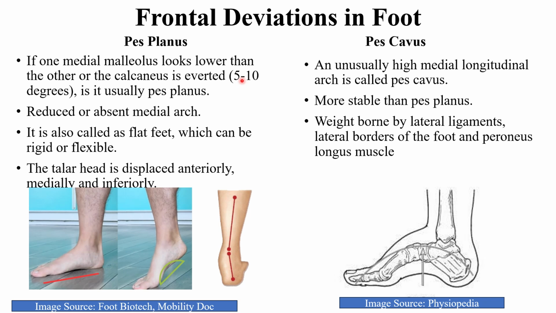Pes planus refers to flat feet, which is a frontal plane deviation in the foot. Flat feet can be either rigid or flexible. How do we know whether it is rigid or flexible? When the person is asked to raise the heel with the toes in contact with the ground, if the arch is formed on the medial side, then it is a flexible flat foot. But if the arch doesn't form even with the toes in contact and the heel raised, then it is called a rigid flat foot.